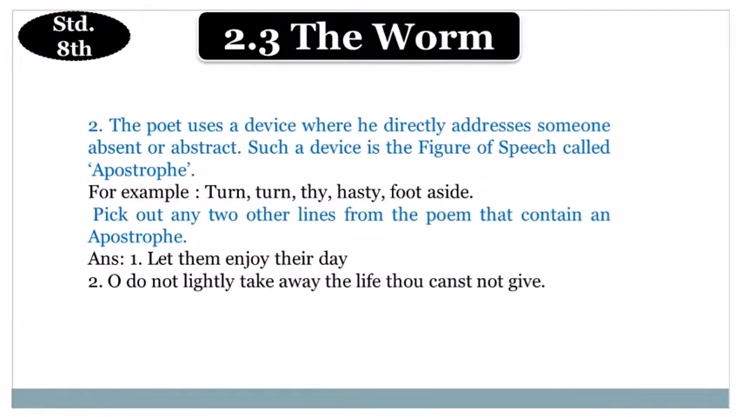Second activity: the poet uses a device where he directly addresses someone absent or abstract. Such a device is the figure of speech called apostrophe. Okay, so apostrophe, this is the name of the figure of speech. In it, the poet addresses directly the absent or abstract things. Okay, first example: turn the hasty foot aside.